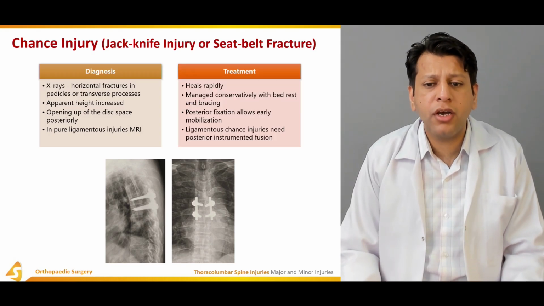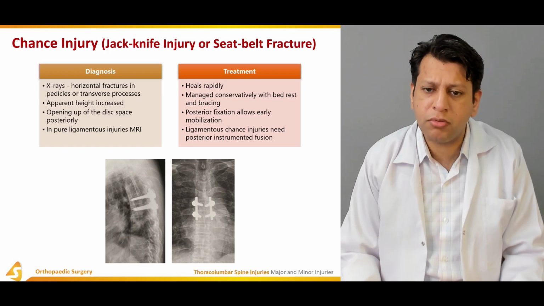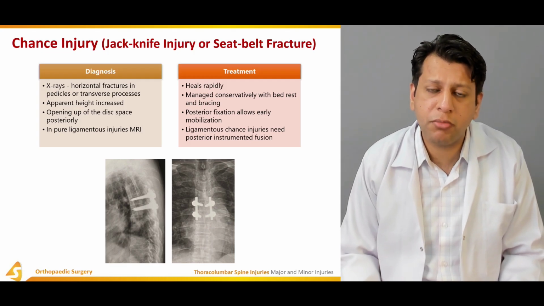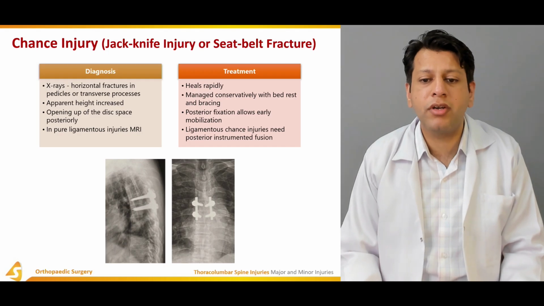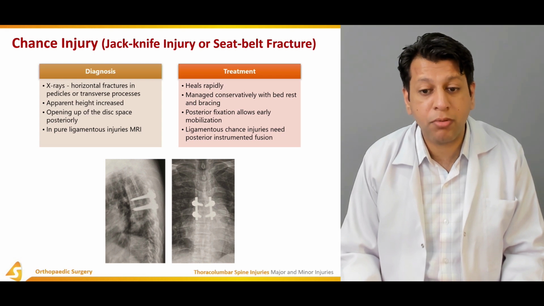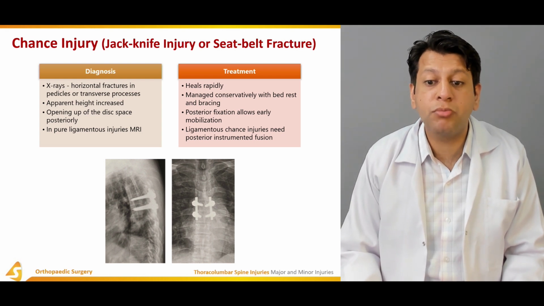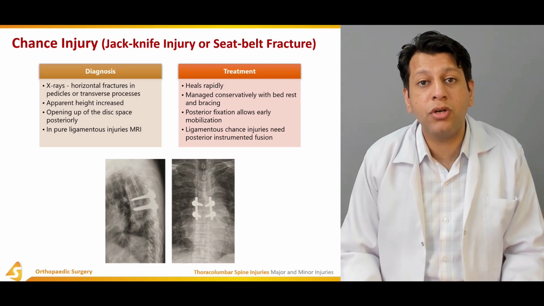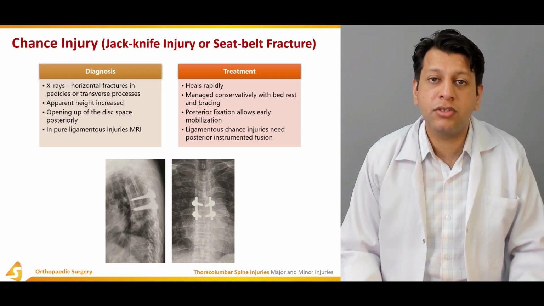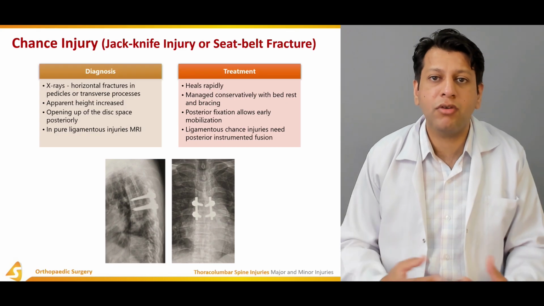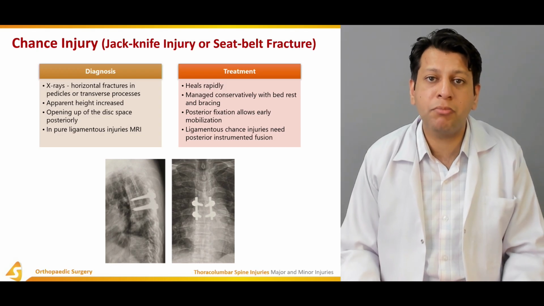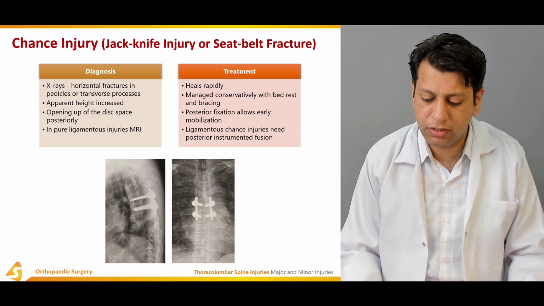Coming to the treatment, the important point is that mostly they are unstable. Only if it appears to be stable and it's tested, then you can go for conservative bed rest and bracing. But if it's unstable, it requires posterior fixation and allows early mobilization. Ligamentous or chance injuries need posterior instrumentation and fusion. That is, you go from the posterior portion of the spine and fix one segment above and below, so that the injury which has happened, the osseous ligamentous complex, at whatever level it is, can heal over a period of time by immobilizing it through the posterior instrumentation.